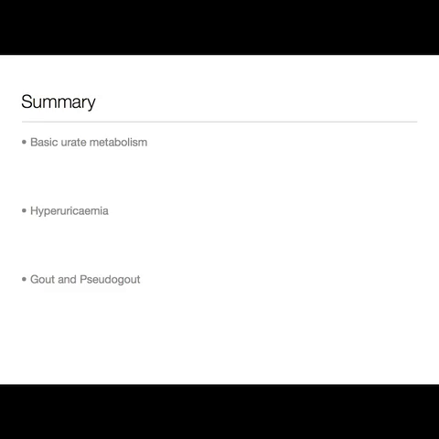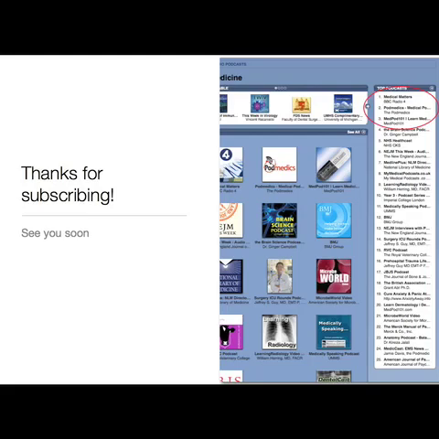So that basically completes this podcast. We've had a very brief look at basic urate metabolism. We've gone through some of the most important causes for hyperuricemia. And finally, we've considered one of the most important manifestations of hyperuricemia, that is gout. I've also tried to differentiate it from pseudogout. So that completes this podcast.